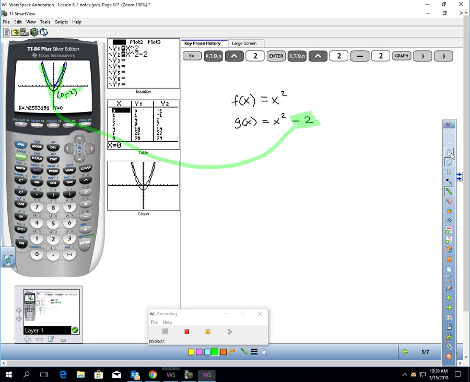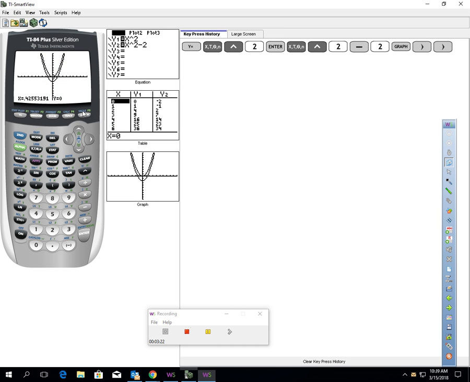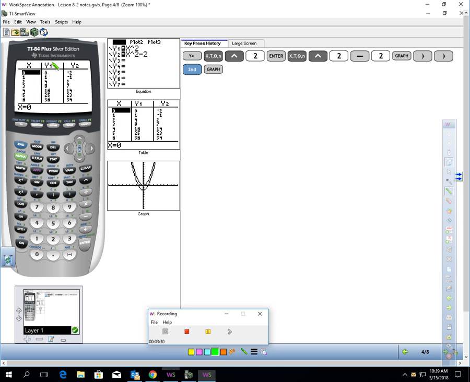Now, to get this on graph paper, you can go to your calculator, make a table, and let me try to color code this. Here are the y values for the parent function. So if I want to graph the parent function, there are my y values. Now, if I want to graph the function g of x equals x squared minus 2, the y values for that are here.